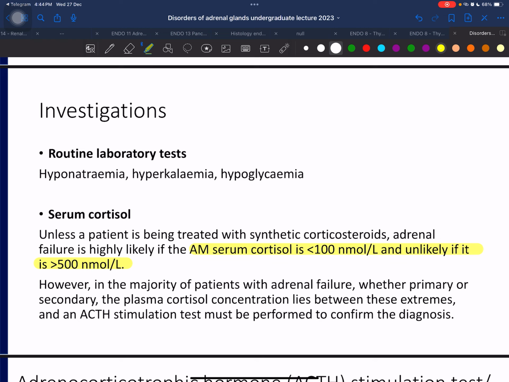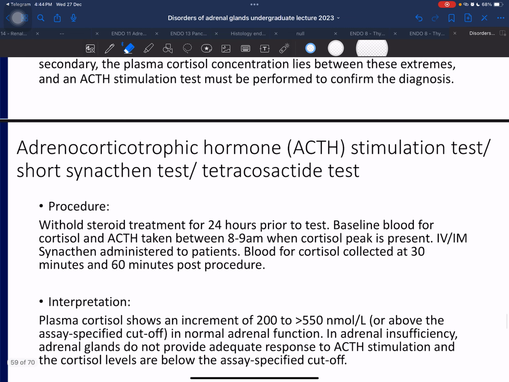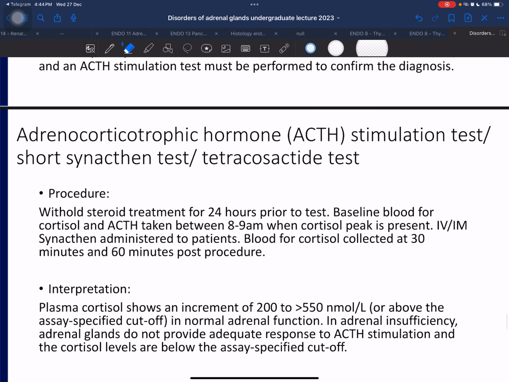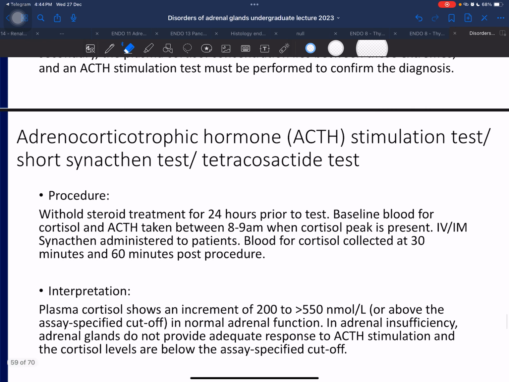So what can you do? The gold standard test is what we call the ACTH stimulation test, also known as the short synacthen test or tetracosactide test. Synacthen is actually synthetic ACTH. Synacthen, yeah? So you basically give, first of all, you withhold steroids for the patient for 24 hours. You take the baseline bloods for the patient, and then you give synthetic ACTH, synacthen. Okay?